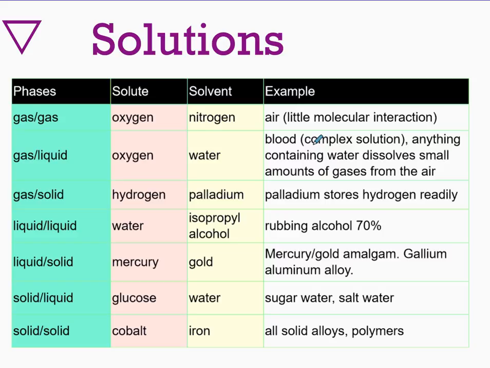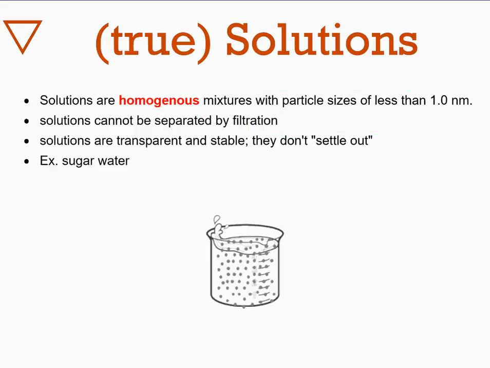And of course, blood. Blood has oxygen both free as O2 dissolved in the blood, and also bound to large protein complexes of hemoglobin. Other neat factoids on here, but generally what you need to see is that pretty much every possible thing you can think of forms a solution. True solutions are homogeneous with particle sizes less than 1 nanometer. They cannot be separated by filtration. They are stable. They don't settle out. And a good example is sugar water.